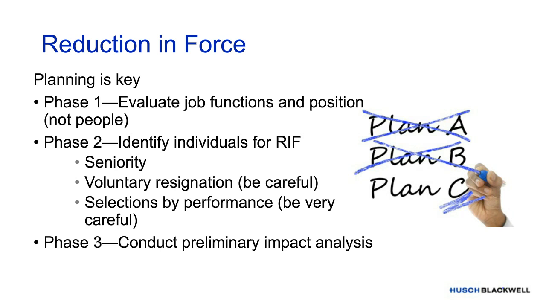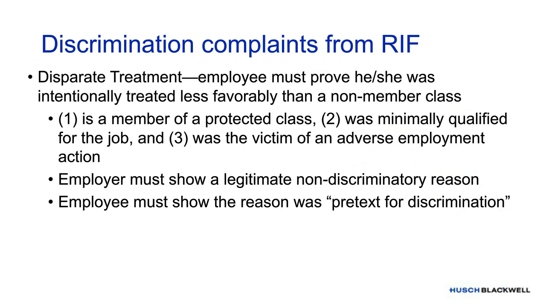And then the third step is to conduct a preliminary impact analysis. So at this point, you've decided which jobs can be eliminated. You've identified how you're going to select the specific individuals, and you've come up with a list of who will be impacted. And the next thing that we always recommend that you do is to look at the individuals that are impacted and determine whether there are any patterns that would show any sort of discrimination or retaliation. Now, as a reminder, there are two different claims that employees can raise when there's a RIF situation.